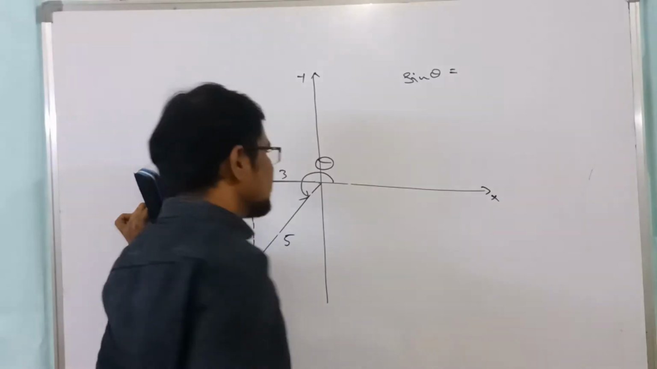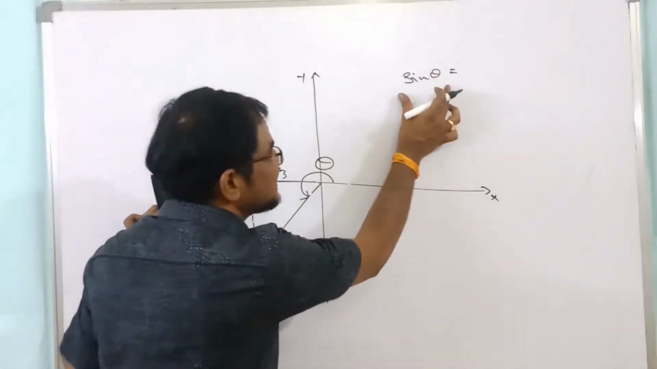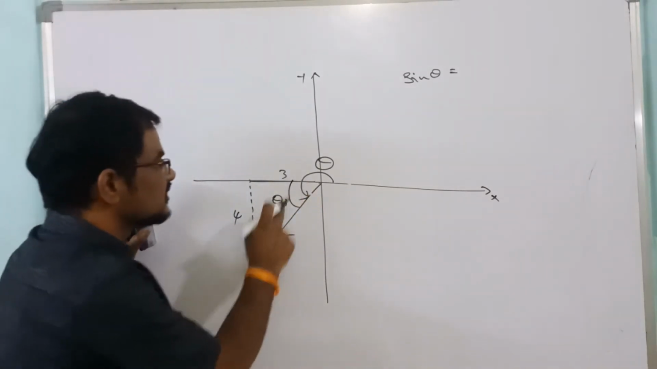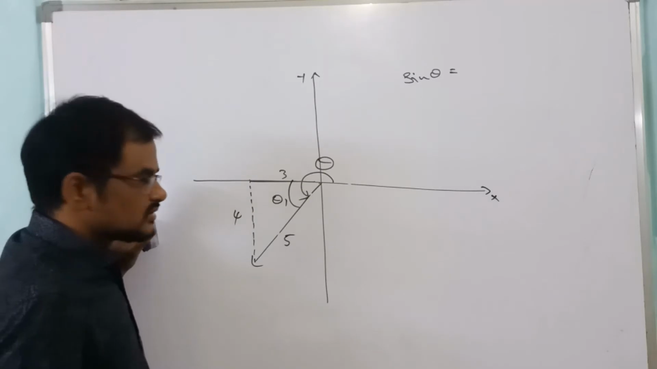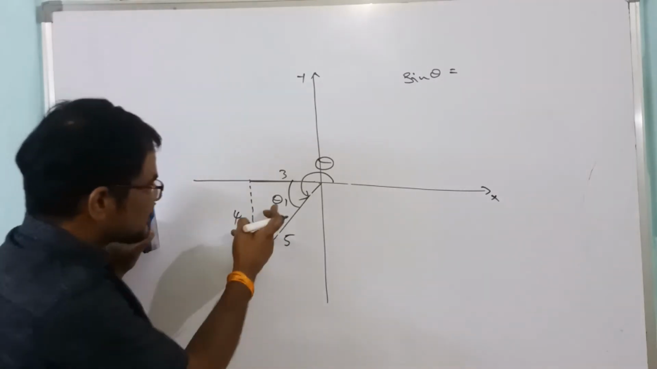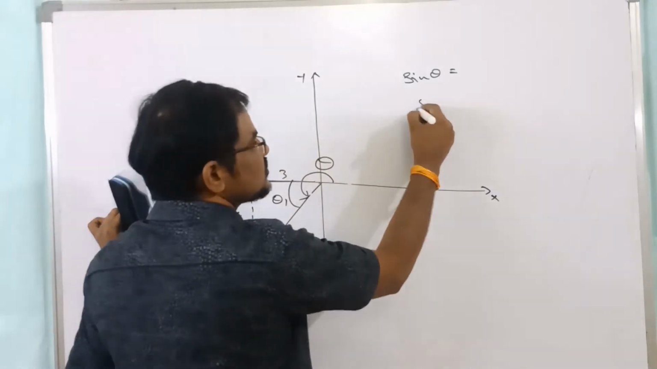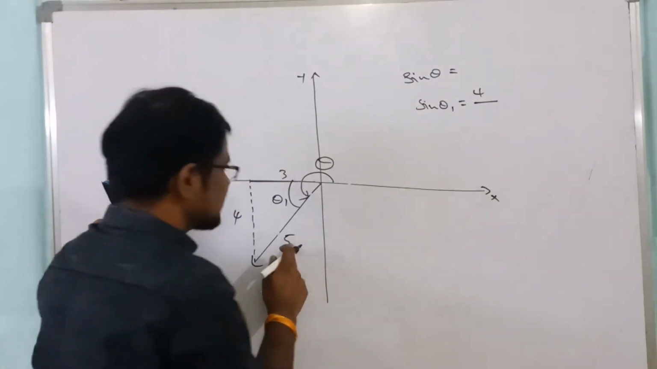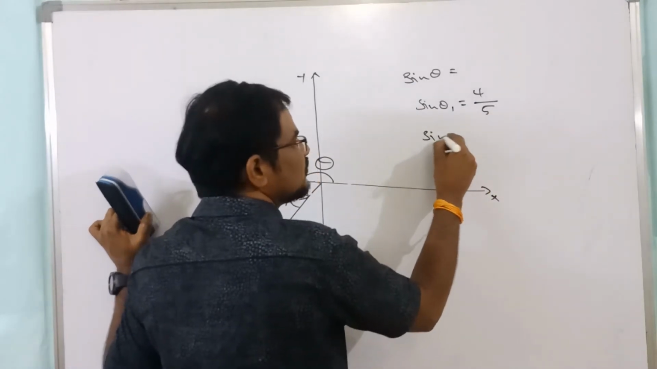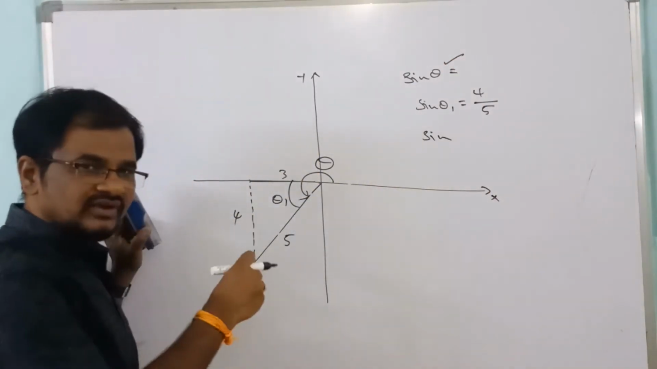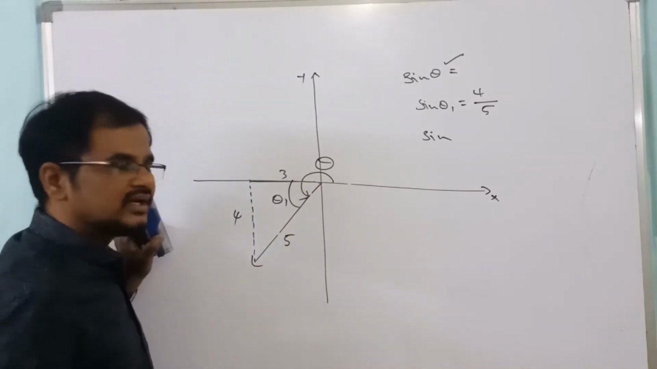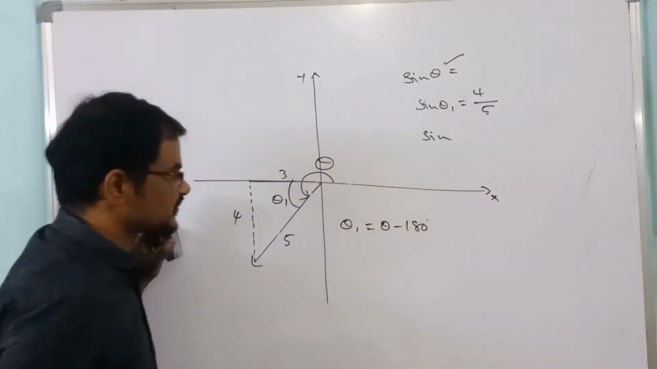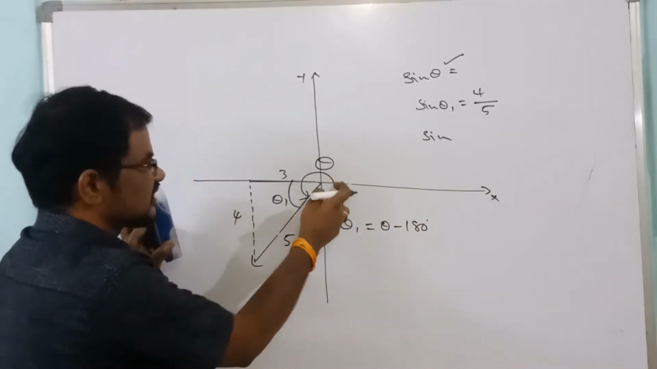How to find? Before that, to find sin theta, we have to take a reference angle of theta. So that is here theta 1. So for this one, opposite side is what? So sin theta 1 equal to opposite side 4, hypotenuse is 5. But we want sin theta. But whenever the angle is in third quadrant, what is the reference angle? Theta minus 180, right? Means this total minus 180 is theta 1.